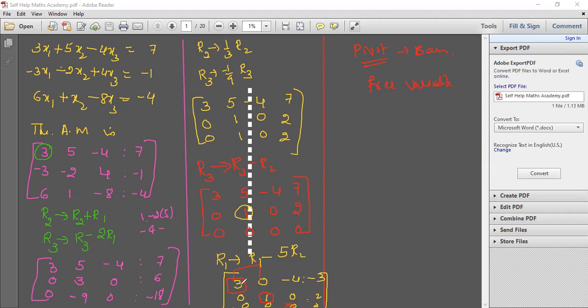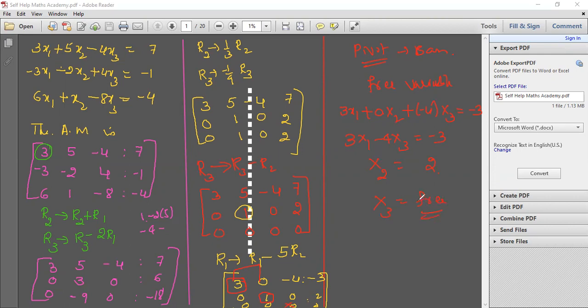So if I write this as a solution, let's see how it will come. It is 3x1 plus 0 times x2 plus minus 4 times x3 is equal to minus 3. So this is what you are having here. Similarly, you can write it as 3x1 minus 4x3 is equal to minus 3. And similarly, this will be x2 is equal to 2. And from this, since it is 0 is equal to 0, that means x3 is a free variable.